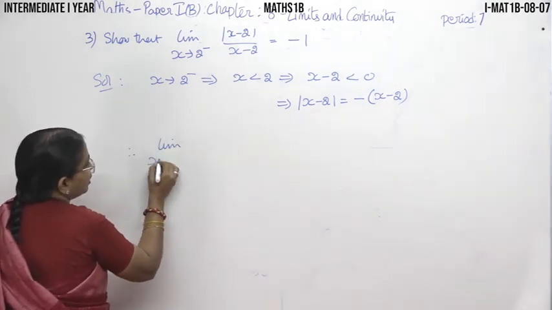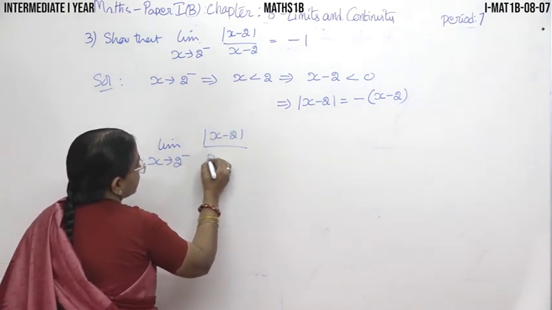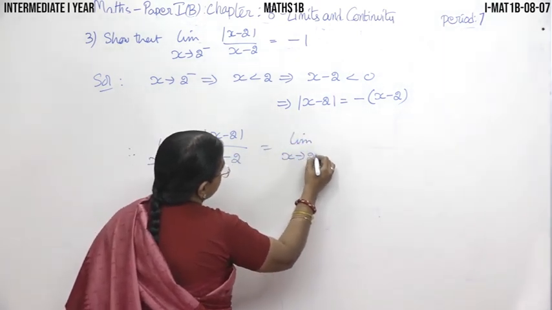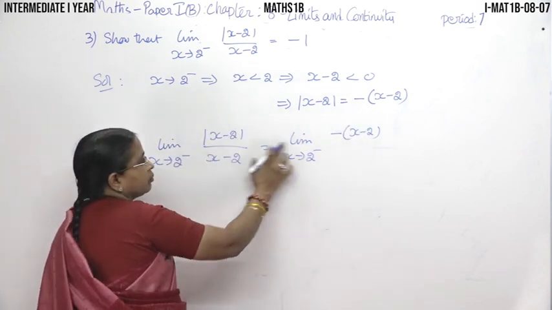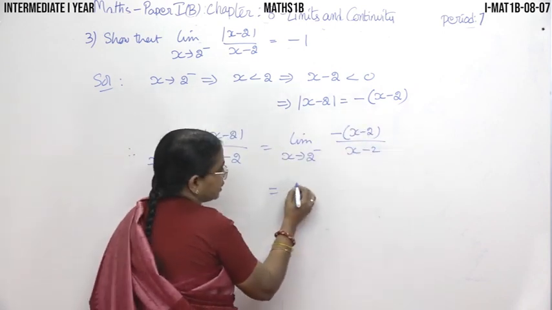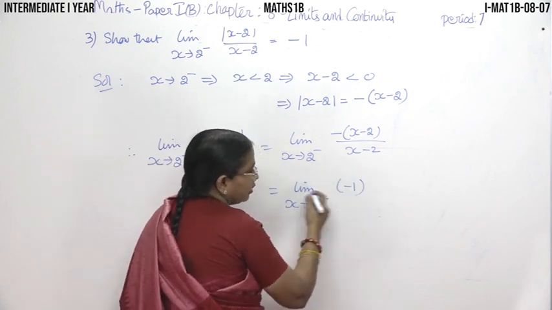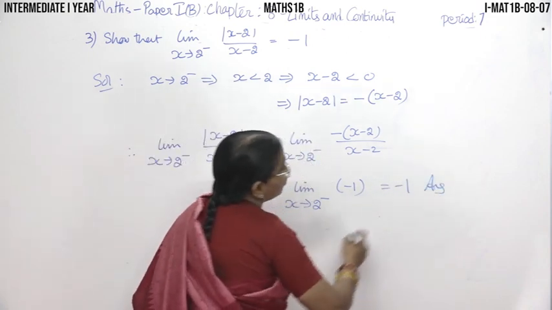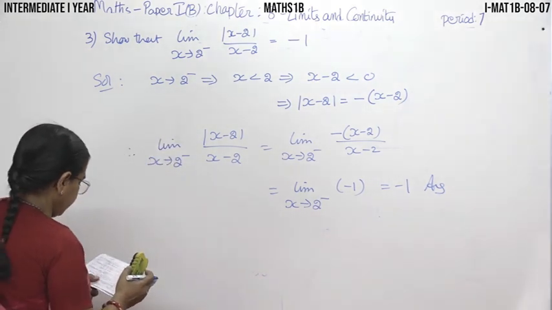Therefore, limit x tending to 2 minus of mod x minus 2 by x minus 2 is equal to limit x tending to 2 minus of minus of x minus 2 by x minus 2, once you remove the modulus. So you can see it is limit x tending to 2 minus of minus 1. Limit of a constant number is that number only, so it is minus 1. That is how we do this problem. Okay, next problem is again very, very important.